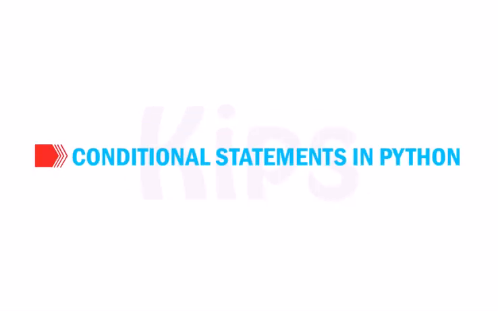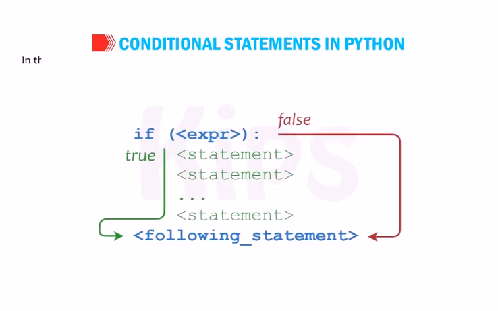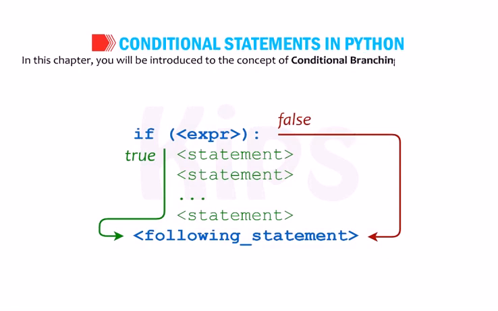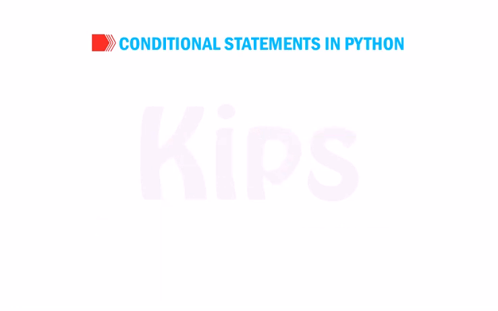Students, let us understand conditional statements in Python. In the previous chapter, you have learnt about the basic elements of Python. In this chapter, you will be introduced to the concept of conditional branching and the various control statements available in Python. In our day-to-day life, we come across various situations where we have to take decisions and take actions accordingly.